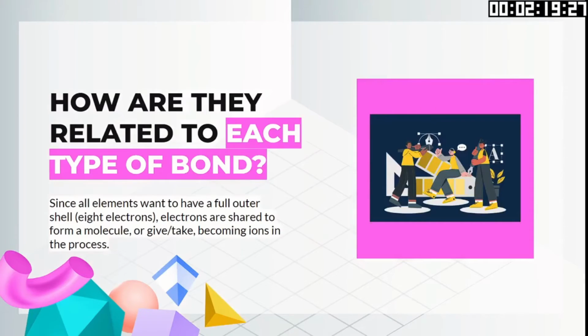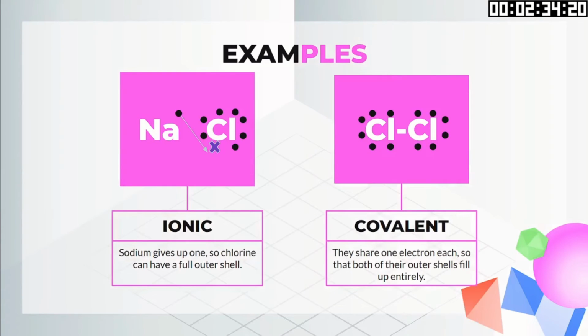How are valence electrons related to each type of bond? Well, since all elements want to have a full outer shell, which consists of 8 electrons, electrons are shared to form a molecule, or electrons are given or taken, making elements ions in the process. As you can see in the examples, either you have an accumulation of 8 through an atom giving 1 away, or the sharing of 2 making both of them 8.